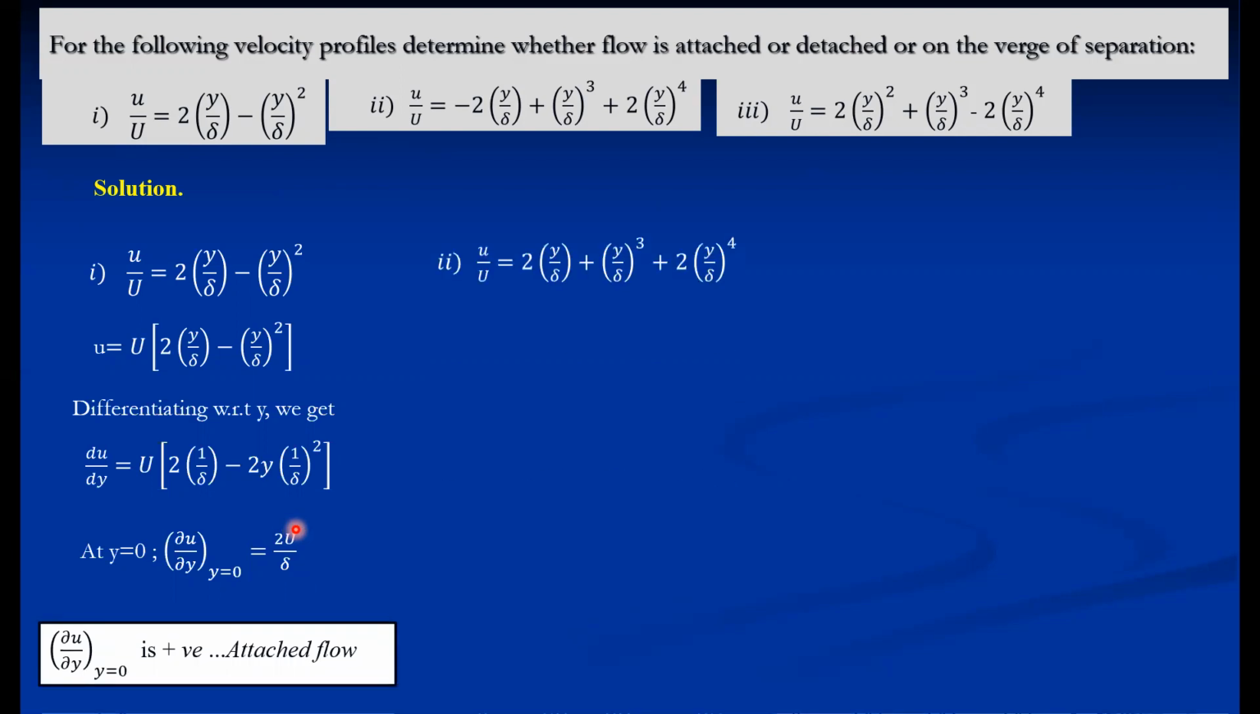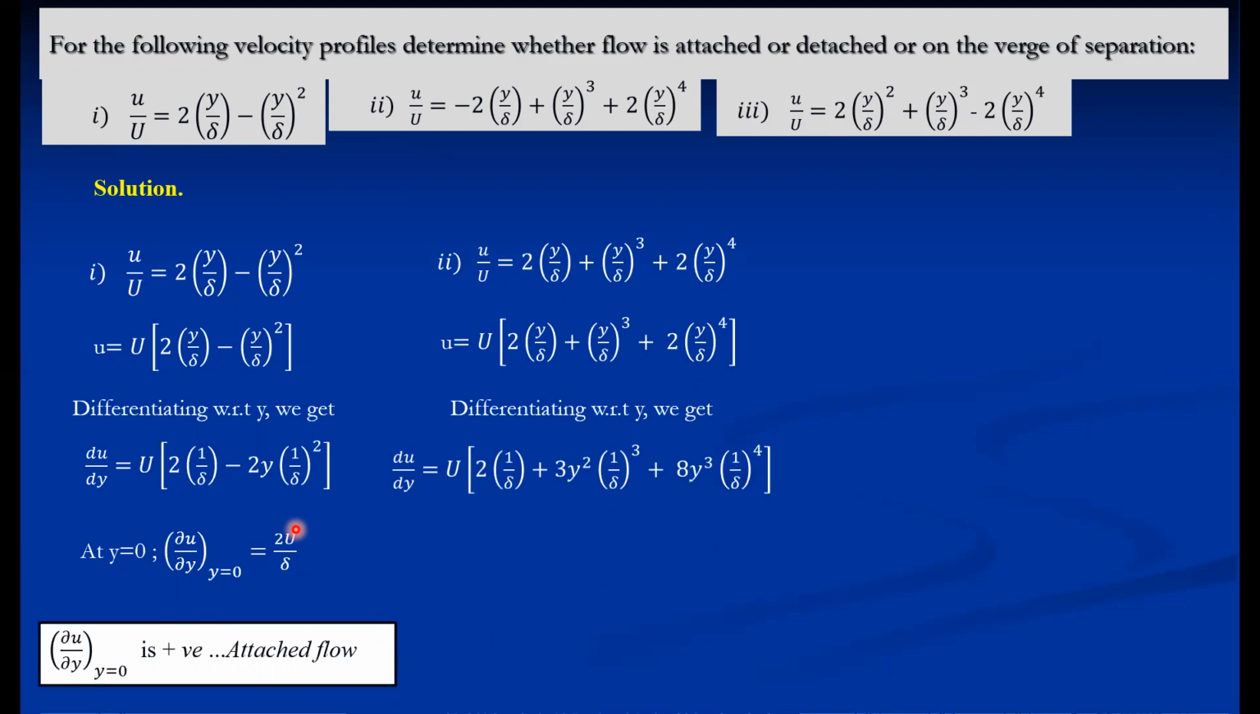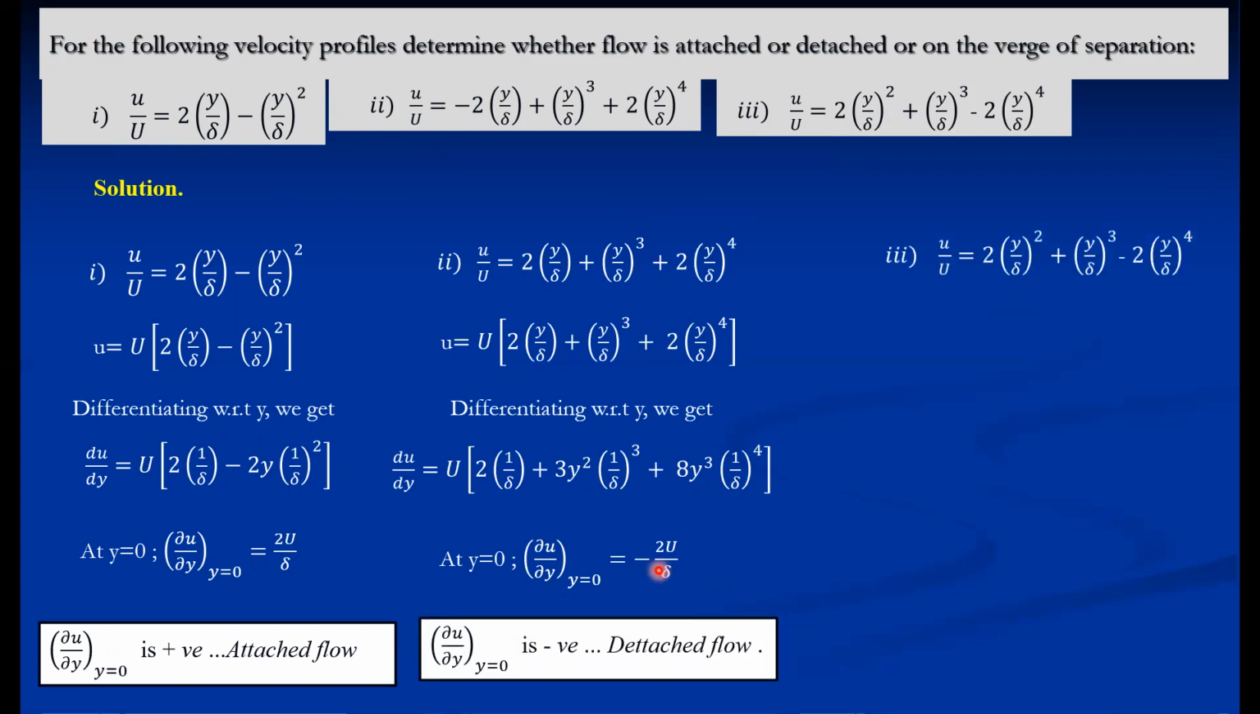Similarly, we check the other equation to see whether the flow is attached or detached. Similar process: take u on one side and the other terms on the other side, differentiating with respect to y. These are simple differential equations. Then put y equal to 0 in the above equation and check the value of ∂u/∂y at y equal to 0. In this case, it comes out negative. That means the flow is detached. Third case, again a similar procedure. We rearrange the equations, so u is equal to this.